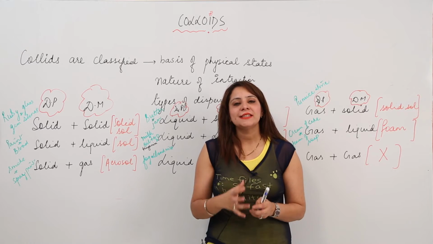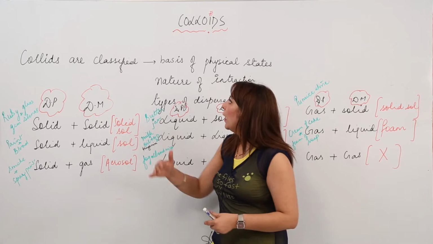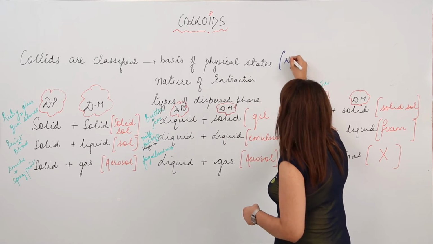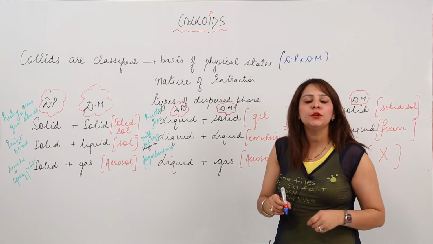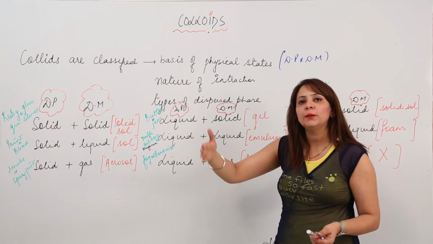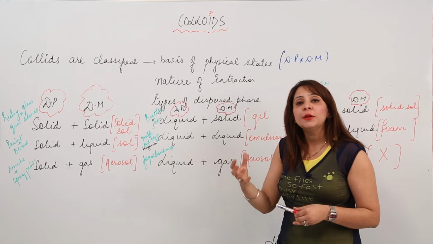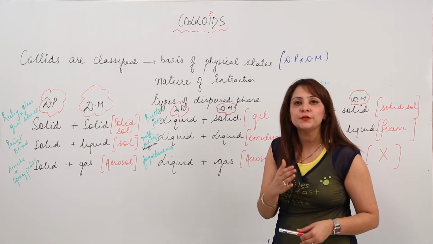Now we are going to classify colloids depending upon three factors. One is the basis of physical states of dispersed phase and dispersion medium. Means we will be taking into consideration the state, as we know that dispersed phase can be solid, liquid and gas, and likewise we can have dispersion medium as solid, liquid and gas.